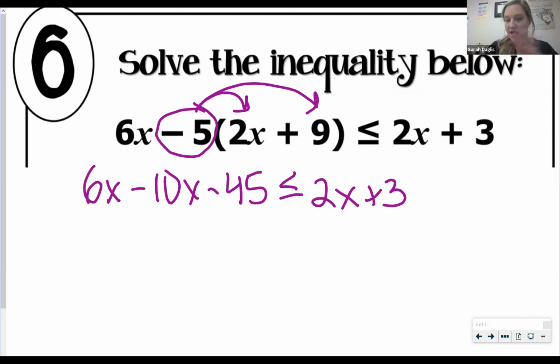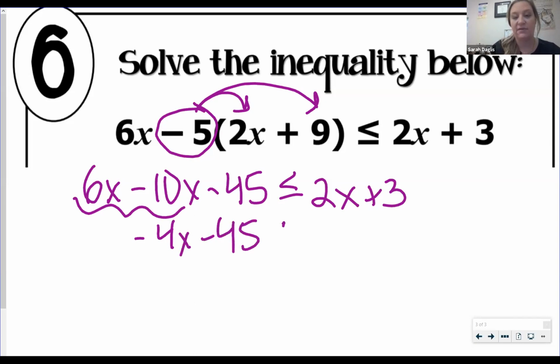Now I'm going to look at it. I see that my left-hand side has a 6x and a 10x. So I'm going to combine like terms and bring those together. 6 minus 10 gives me negative 4. That becomes negative 4x minus 45, less than or equal to 2x plus 3. Always make sure your sides are combined as much as possible before you start moving things over. Check each side, make sure you don't have any repeats, like I did over here, I had 2 x's, so we have to bring them together. Once there's no more repeats happening, then start moving.